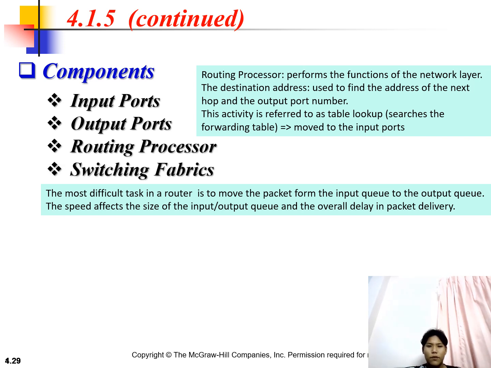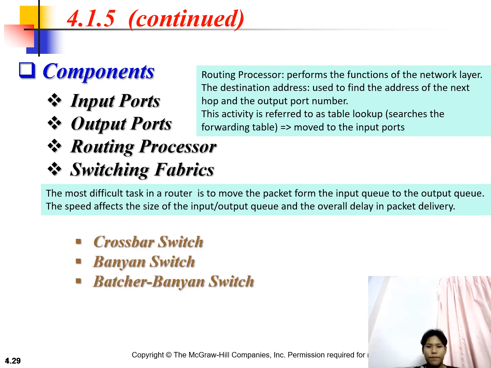Components. So a router has components: input ports, output ports, routing processor, and switching fabrics. And the switching fabrics include crossbar switch, banyan switch, and batcher banyan switch.